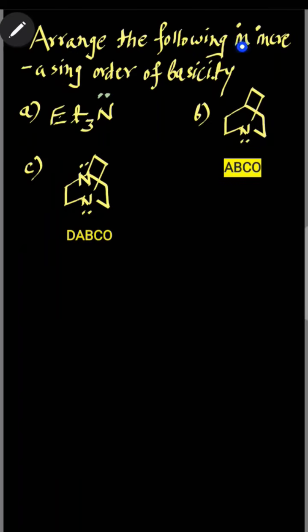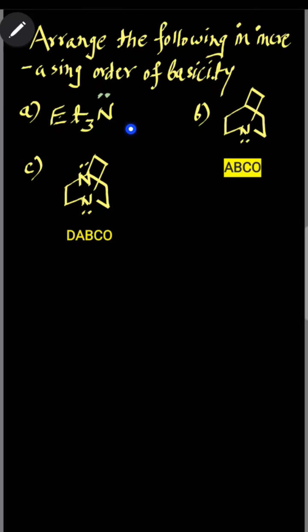Arrange the following in increasing order of basicity. You have been given three compounds A, B and C, and all are amines, right? You can see this nitrogen in all the three compounds carries a lone pair on it. So that's why this lone pair can be very easily donated to an electron deficient compound. Hence all amines are basic in nature.